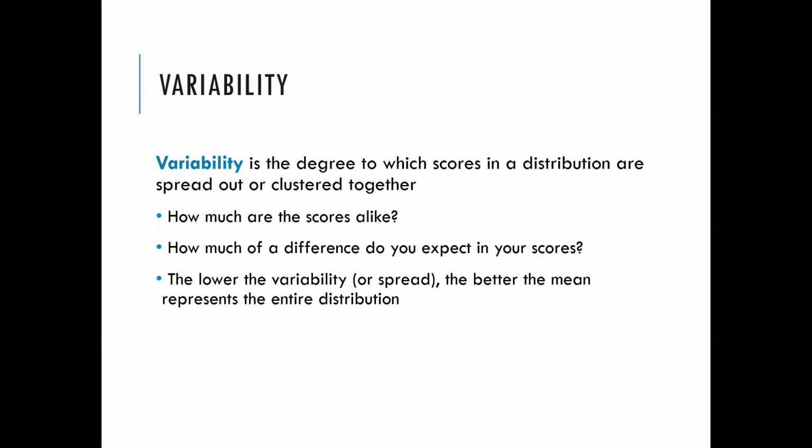How much of a difference do you expect in your scores? Are they really spread out? And so there are large differences between individuals. The lower the variability or spread, the better the mean represents the entire distribution. So what that means is if we had an average of 65 inches in our first sample and 65 inches in our second sample, but in the first sample there's a lot of variability, the mean might not be a good representation of that entire distribution because not a lot of individuals are close to that mean of 65 inches.